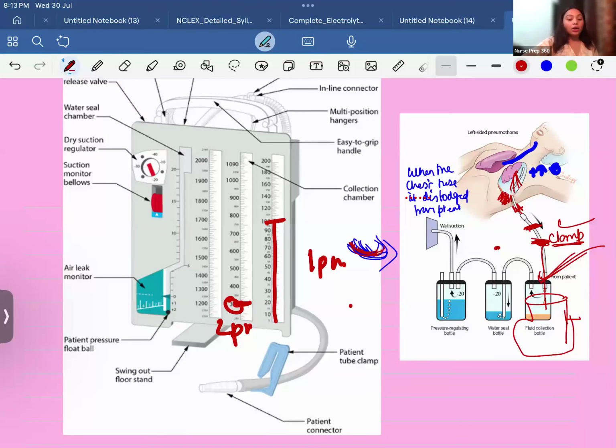Okay, understand one thing. Tomorrow we are going to finish with our respiratory. There's not much topic left in respiratory. We have completed all the drugs. Major topics related to respiratory we have completed.